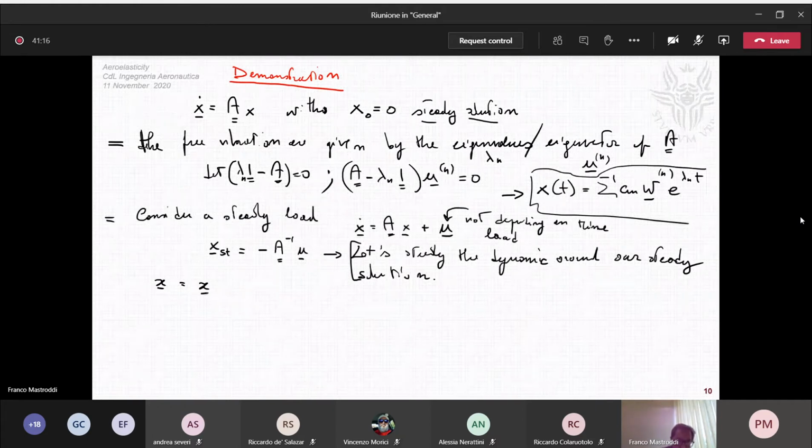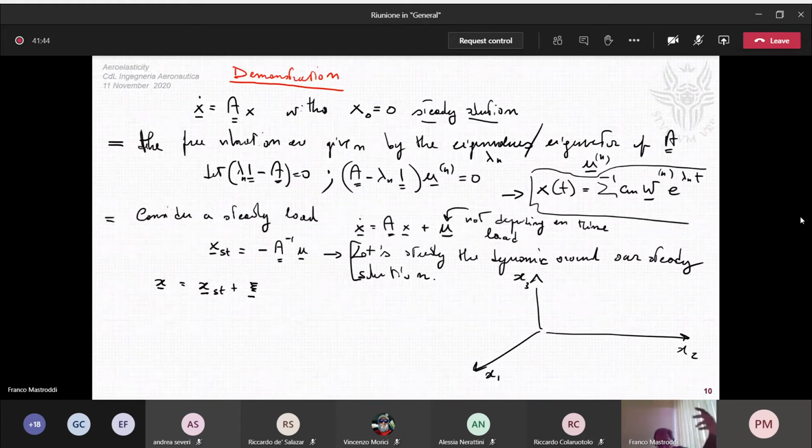And so we introduce in the state space a relative motion with respect to the steady solution. So consider this vector C. Imagine to represent our solution in the state space. You have the first state space variable, the second one, the third one, and all the other. We cannot represent in the physical space because typically we have more than 3 state space variables. And a point here is your steady solution. This fixed point is x steady.